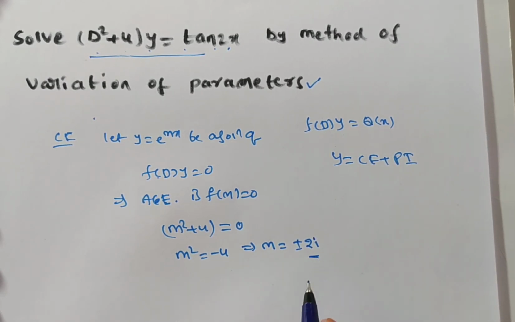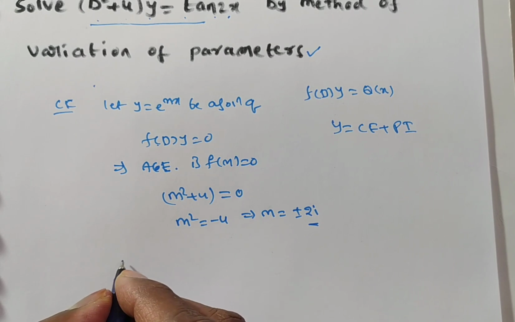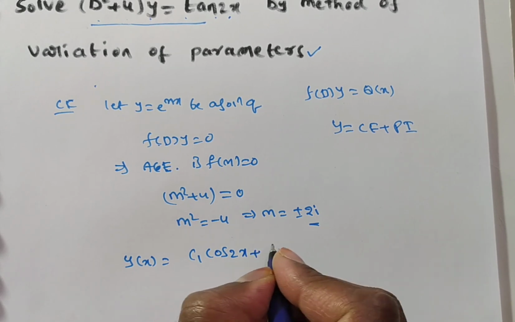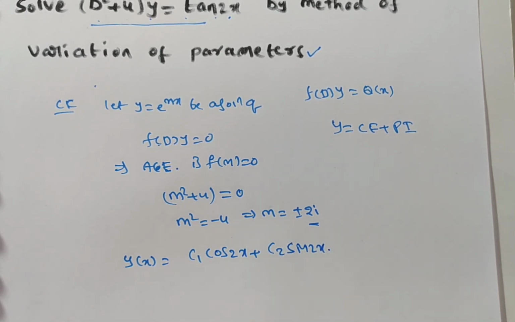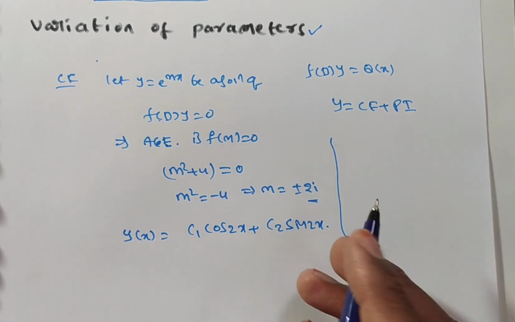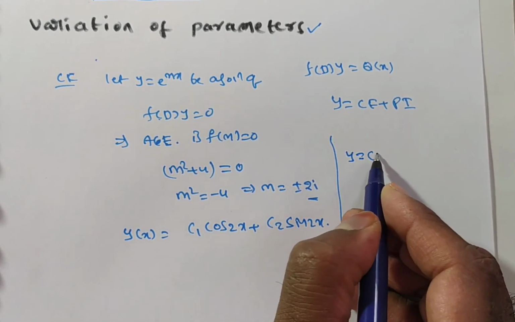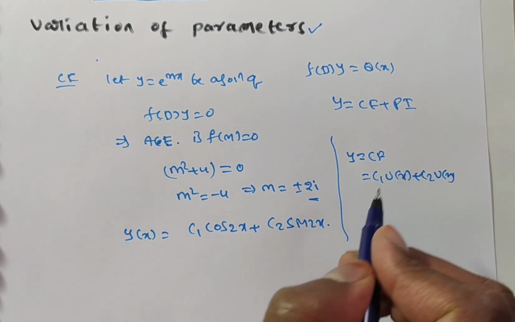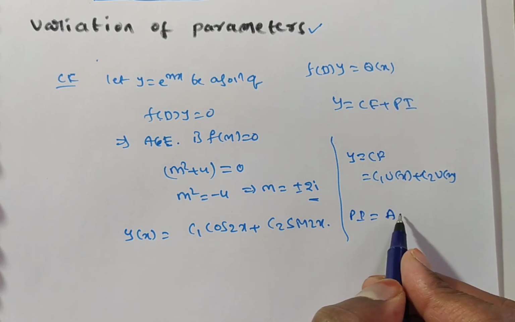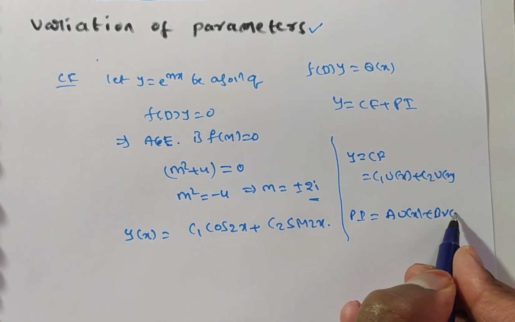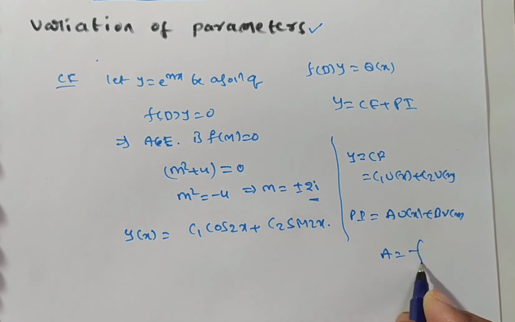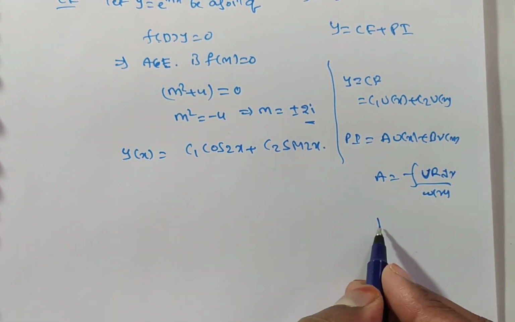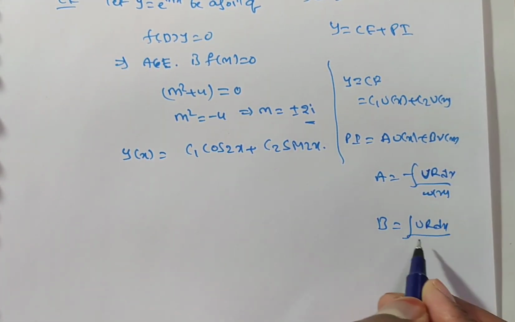So the roots are imaginary. In this case the complementary function is y(x) = c1 cos 2x + c2 sin 2x. Friends, in the method of variation of parameters, we consider the complementary function as c1 u(x) + c2 v(x). Then the particular integral we consider as a·u(x) + b·v(x), where a = -∫ vR dx / W(x), and b = ∫ uR dx / W(x).